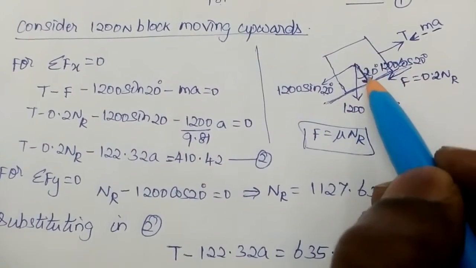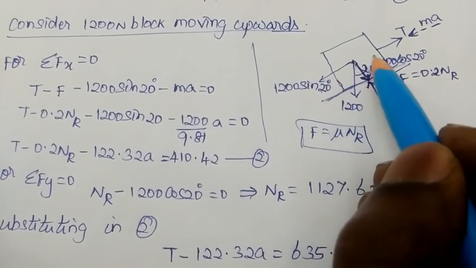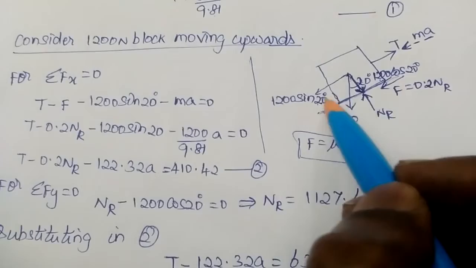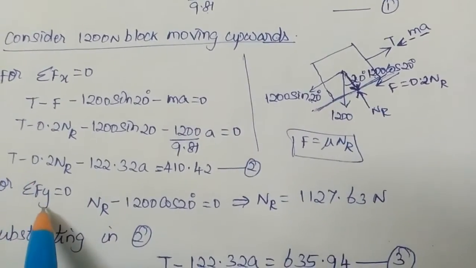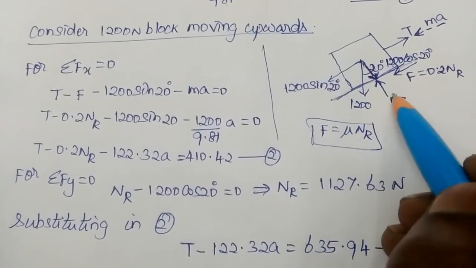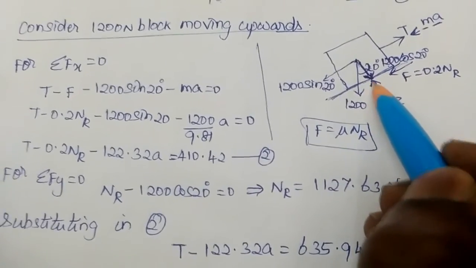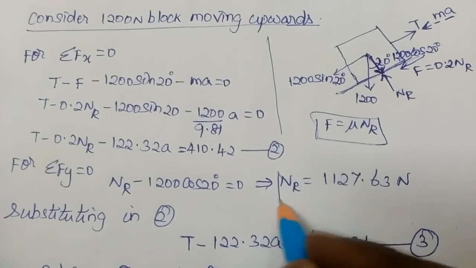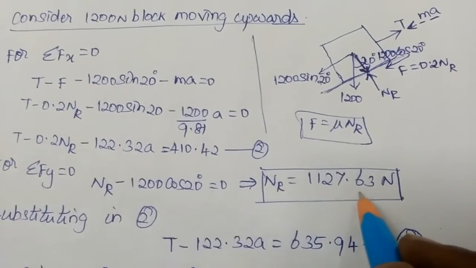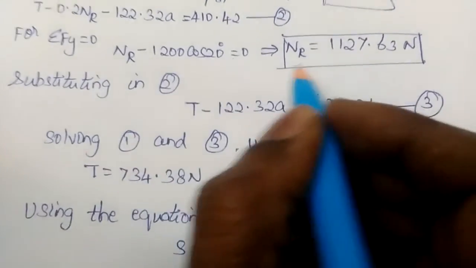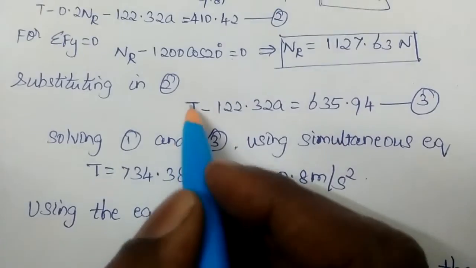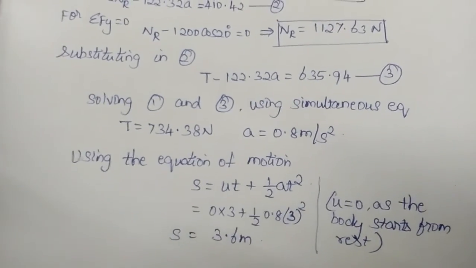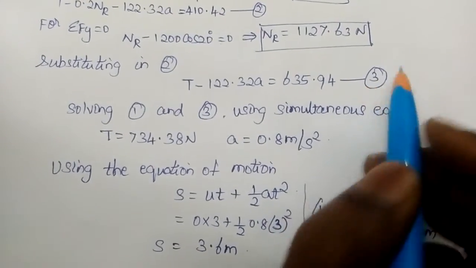Since in this free body diagram there are two forces, one acting along this inclined plane and another perpendicular to this plane, so far we have resolved parallel to this inclined plane. The next is perpendicular to this inclined plane: plus Nr, acting upward, plus Nr minus 1200 into cos 20 equal to 0. From this we get Nr equal to 1127.63 Newton. Substituting this Nr value in the second equation, we get T minus 122.32 into A equal to 635.94. Take this as the third equation.